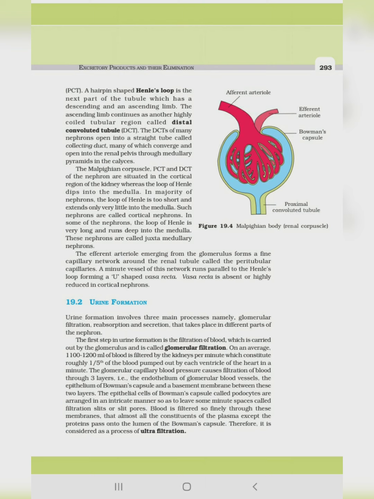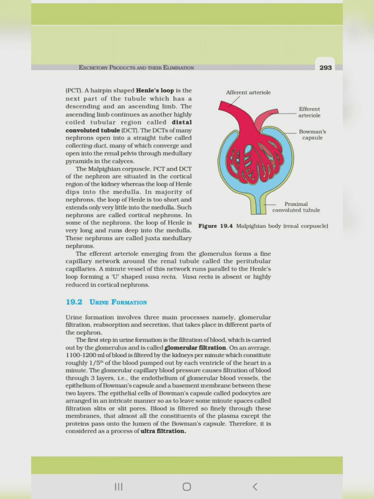A hairpin-shaped Henle's loop is the next part of the tubule, which has a descending and an ascending limb. The ascending limb continues as another highly coiled tubular region called the distal convoluted tubule, DCT. The DCTs of many nephrons open into a straight tube called the collecting duct, many of which converge and open into the renal pelvis through the medullary pyramid in the calyces.